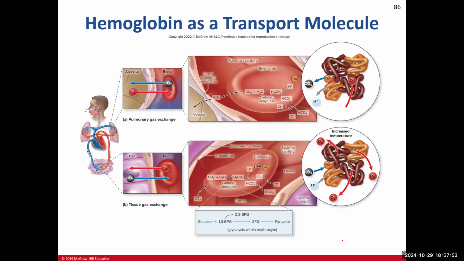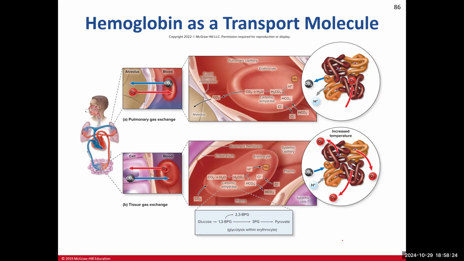So here you can see a couple examples in the lungs, that same process. As we are transporting carbon dioxide in our red blood cells as bicarbonate, in the blood plasma, it can actually attach onto the globin molecule, and then a small percent, about 7%, is dissolved into the blood plasma.